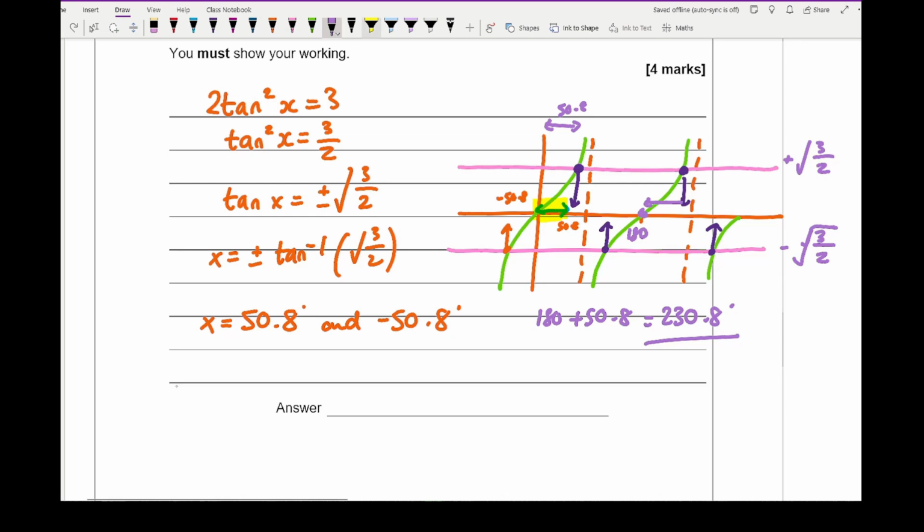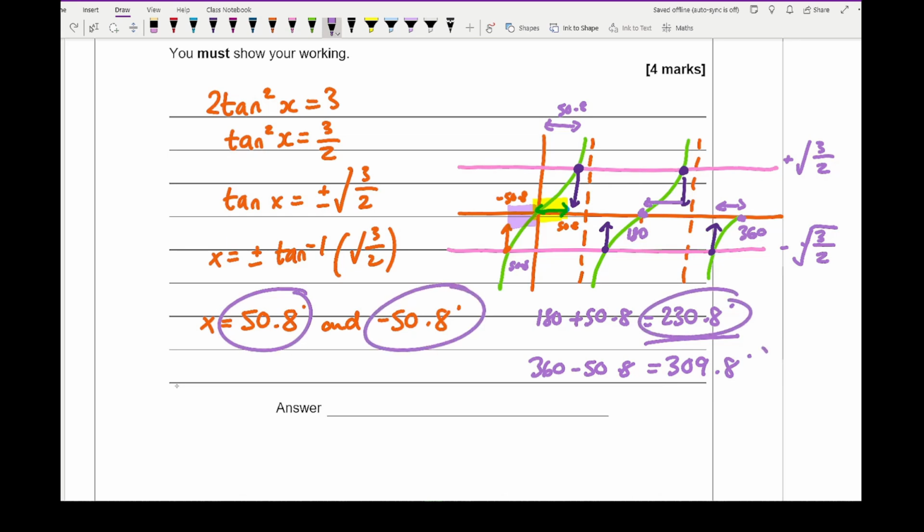And if this distance here is 50.8, then to work out what this distance here is, that's 360, it's going to be 360 minus 50.8, which gives me an answer of 309.8. So my 4 angles are these numbers here.